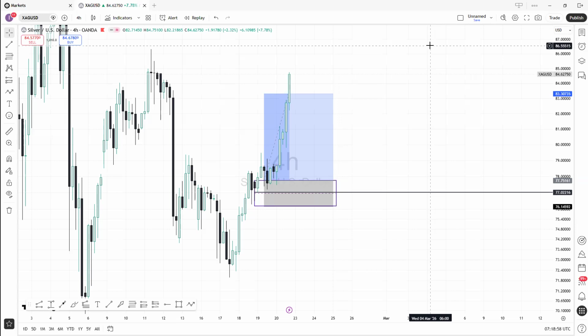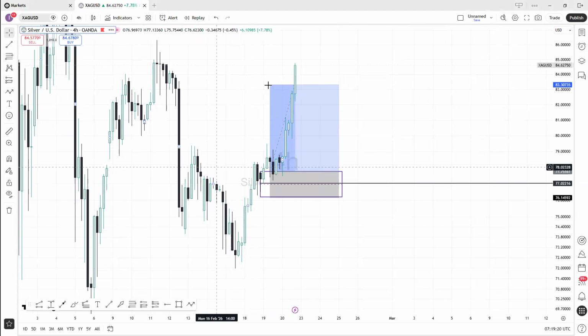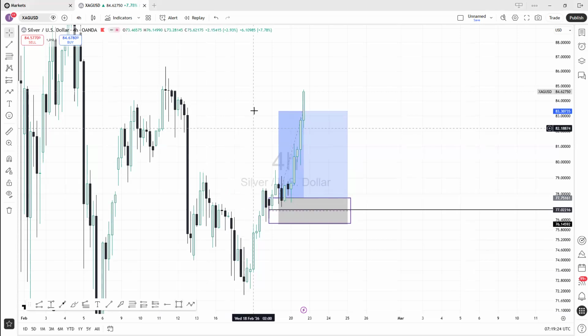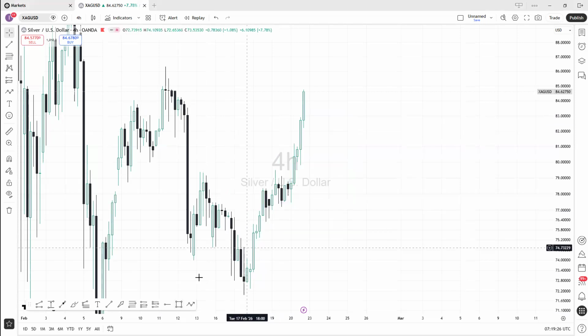All right, let's continue the top-down analysis, and that is silver. Last week we took a buy on silver from that 4-hour breaker block, and you see our take profit target is already reached. So if you're aware of it, you are in profit until now. Silver is very, very clear. We are in a strong bullish move, so we can reanalyze it.